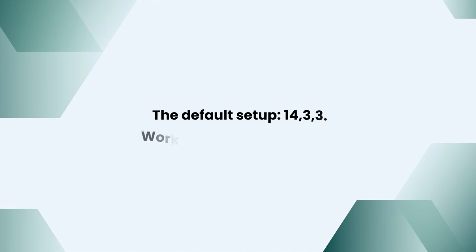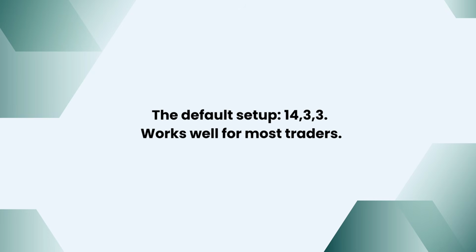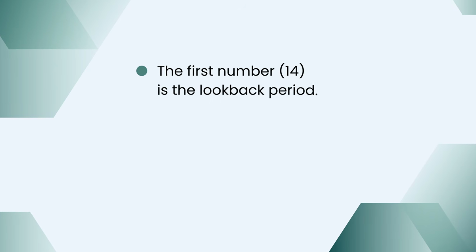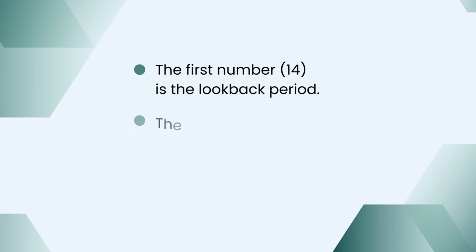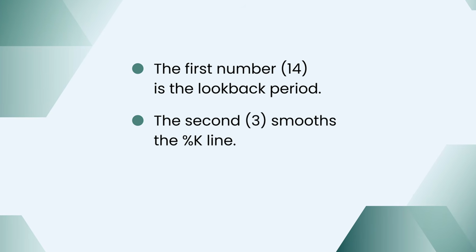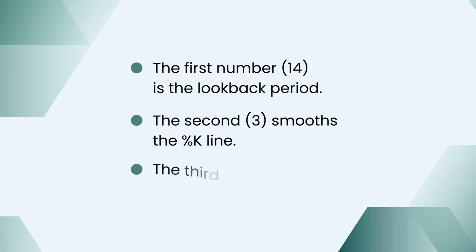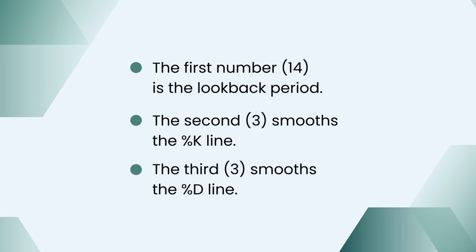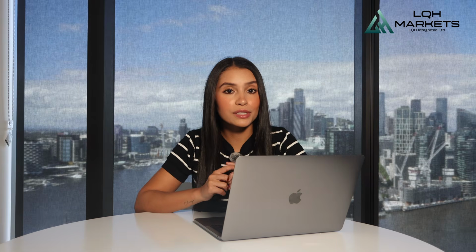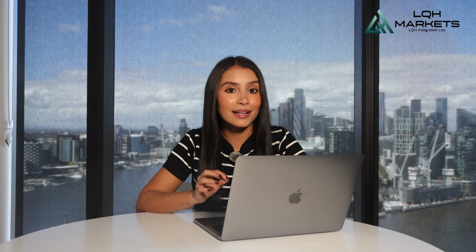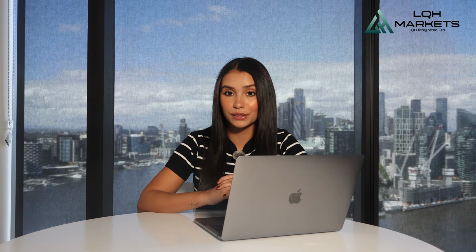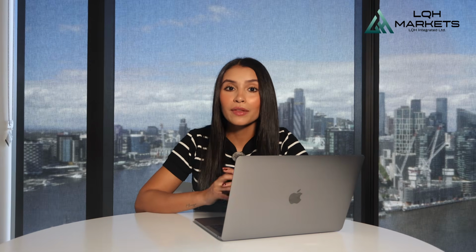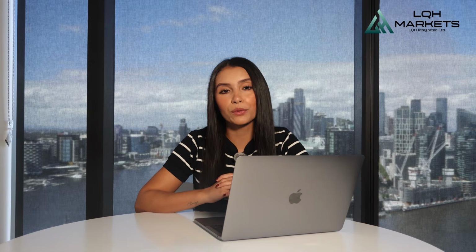Let's also talk about the settings. The default setup, 14-3-3, works well for most traders. The first number, 14, is the look-back period. The second, 3, smooths the percentage K line. The third, 3, smooths the percentage D line. If you shorten these numbers, the stochastic becomes faster but noisier. If you lengthen them, it becomes slower but more reliable.